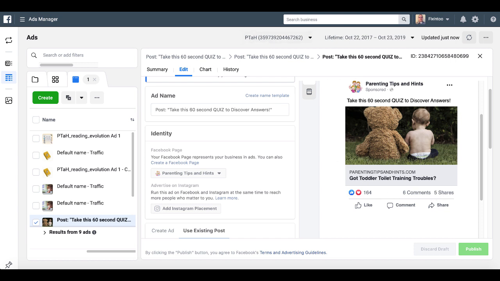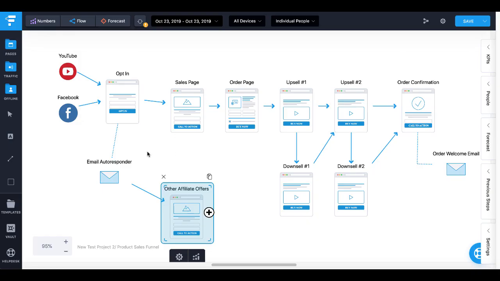All's good. But again, back to the funnel, back to the process of understanding follow-up, back to understanding that you need more than one offer as an affiliate.